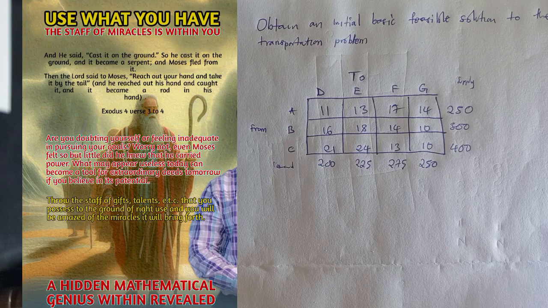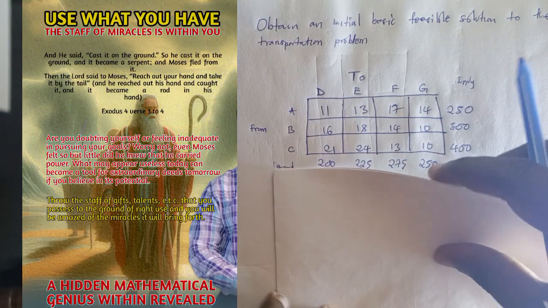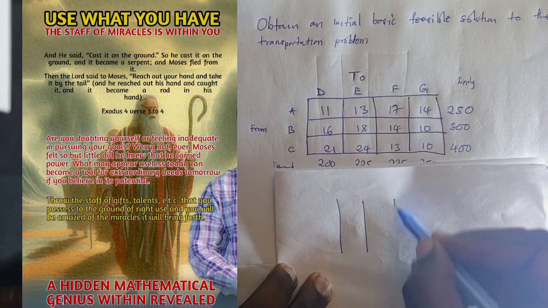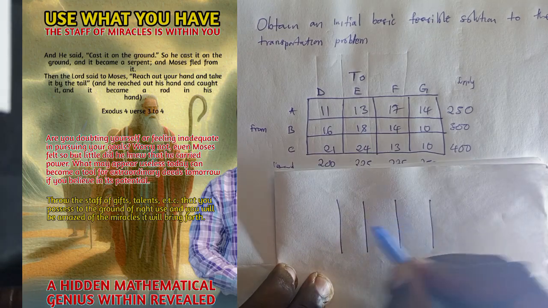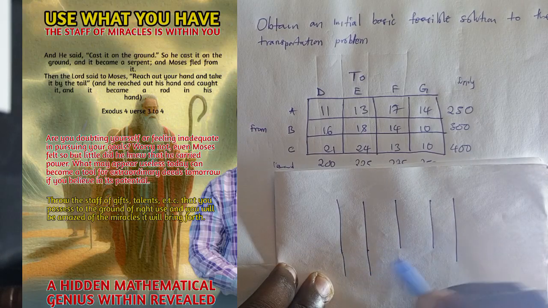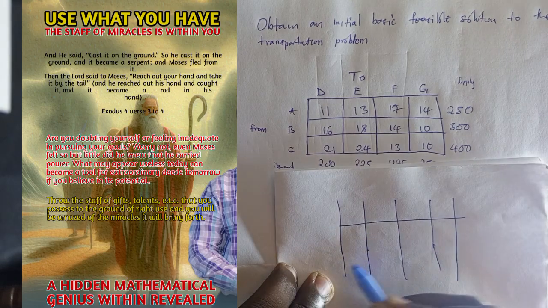Northwest corner rule. From the word itself, we are going to allocate values in the northwest of the cells or the boxes. Okay, so let's start. So we have 4 columns, 1, 2, 3, 4. Then we have 3 rows.